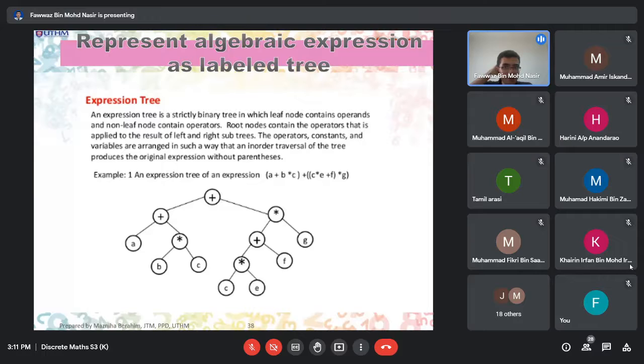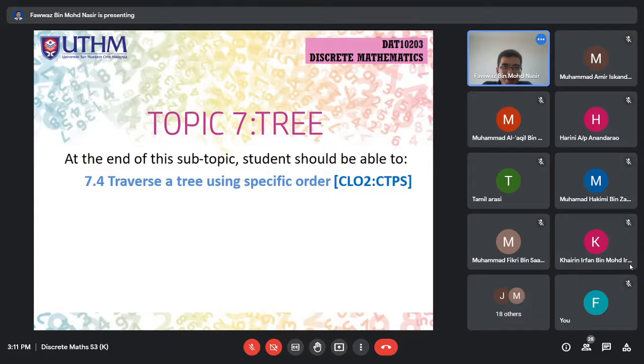Are there any questions for the subtopic? How to convert into a binary search tree? Okay. So we continue with our next subtopic, how to traverse a tree using a specific order.